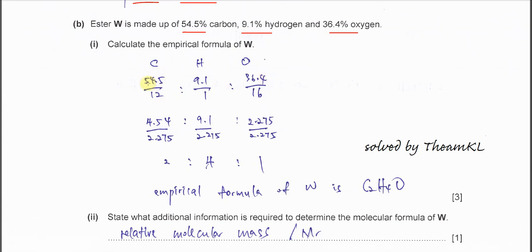Okay, so use the 54.5 over the molar mass of the carbon. Okay, hydrogen is 9.1 over 1. Oxygen is 36.4 over 16. So at the end you get this ratio 2 to 4 to 1. Therefore, empirical formula for W is C2H4O.